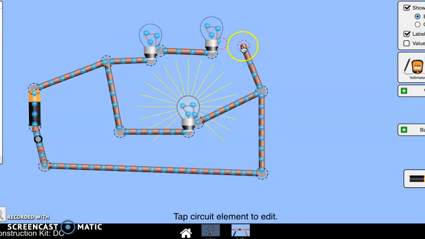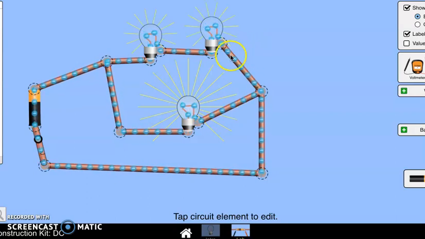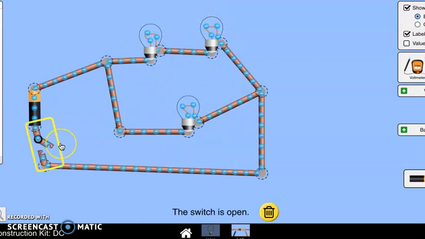Now, did you notice there was any change in brightness in R3? So let me reconnect that and see if you see any change at all. No. Okay, so why didn't R3 change at all? Because it's in a parallel branch, and parallel branches are independent of what happens in other branches. So we would have predicted no change in R3 in that regard.